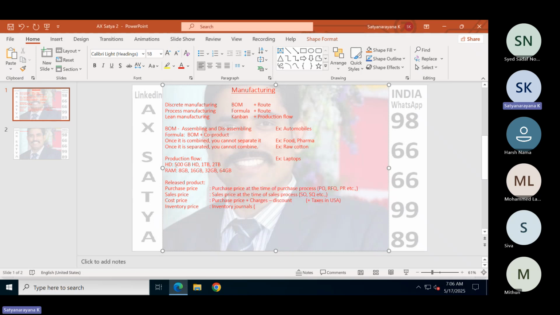So inventory journals means movement journal or inventory adjustment journal, etc. At that time, it will calculate inventory price. And in the production process, estimate. I will explain that one later. During estimate also in the production process, it will capture inventory price.